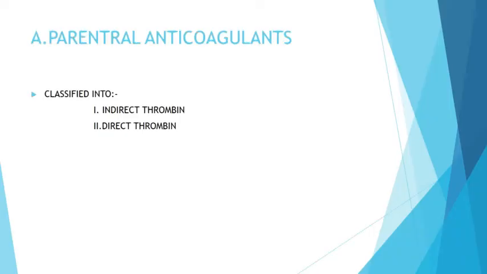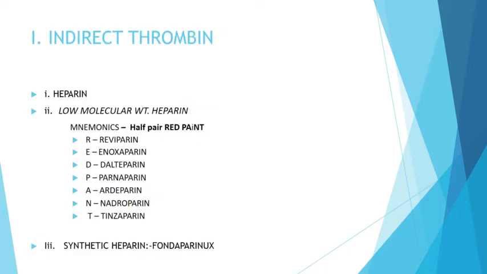Parenteral anticoagulants are classified into indirect thrombin inhibitors and direct thrombin inhibitors. Indirect thrombin inhibitors: first, we have heparin, low molecular weight heparin, and synthetic heparin. So, in heparin, and next low molecular weight heparin, we have a mnemonic, HEPARIN RED BAND.